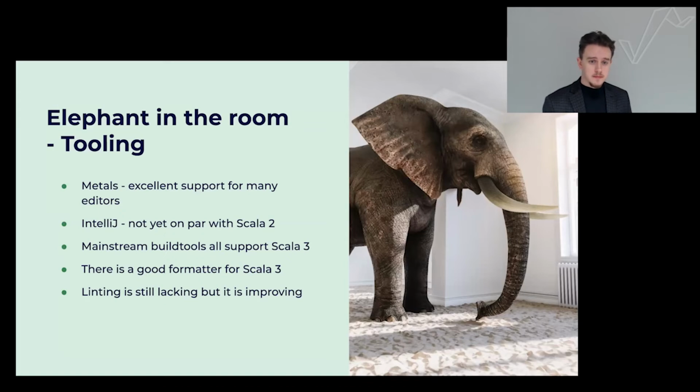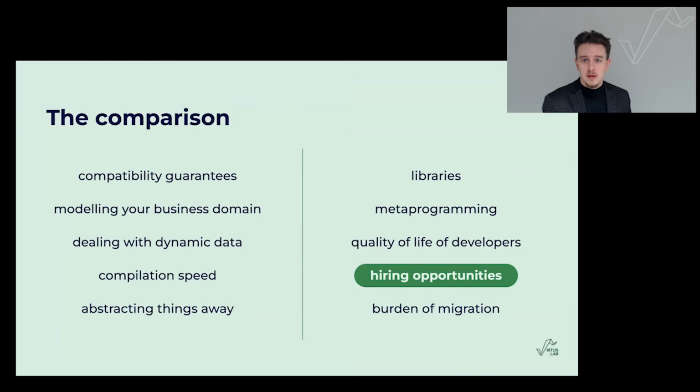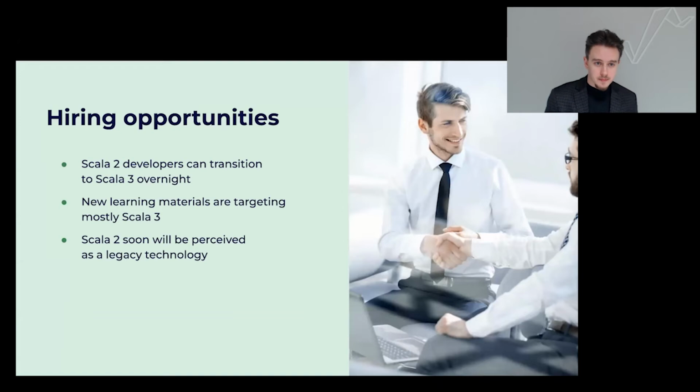And since we're talking about the quality of life of developers, let's now talk about how hard it will be to hire them. The first fact here is that Scala 2 developers can transition to Scala 3 practically overnight. As I said before, those are languages with the same philosophy, same design principles, and a lot of Scala 2 code is actually proper Scala 3 code. They can just change the version of the compiler and write their code as they were writing it before, and it will work.